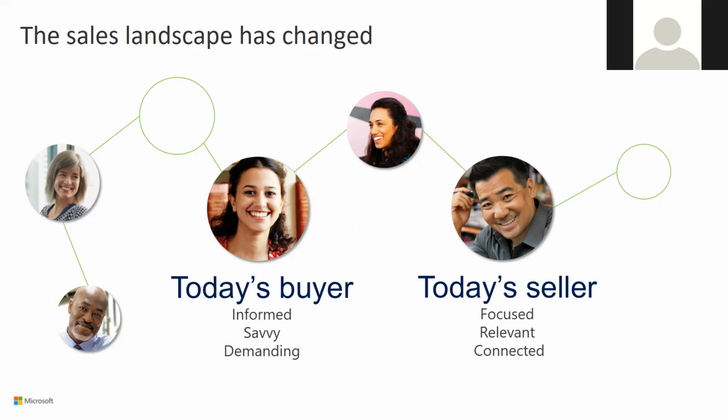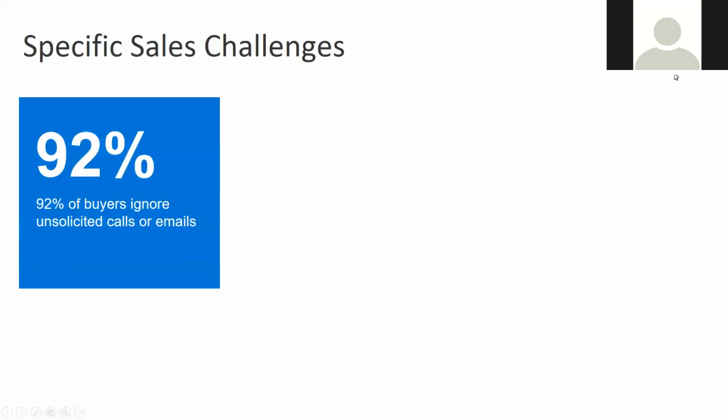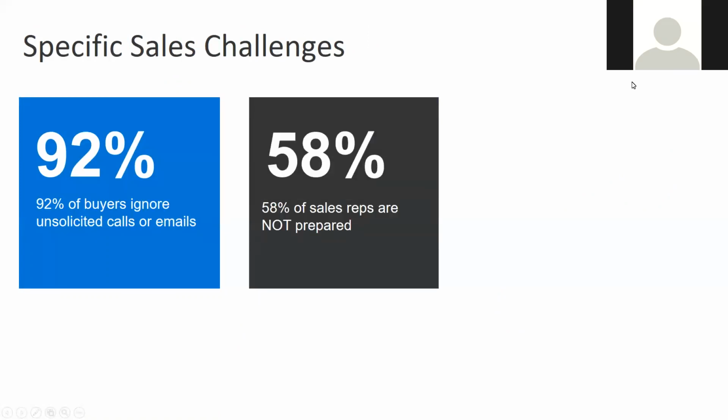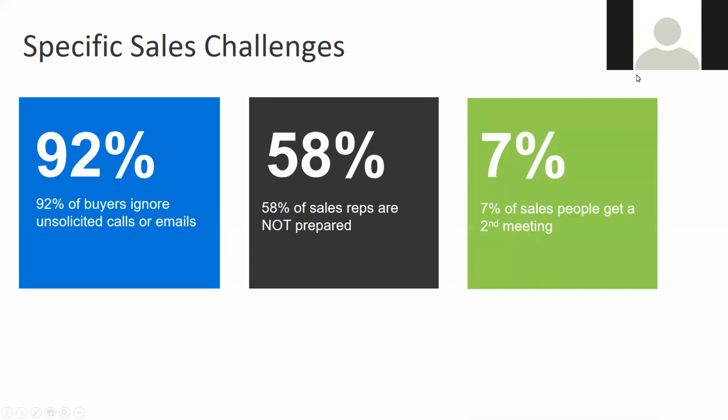So it shows a couple of facts. Research from Forrester shows that 92% of buyers ignore unsolicited calls or emails. And for those sales reps fortunate enough to get a first meeting with the buyer, 58% go into these meetings unprepared, which is why only 7% of salespeople get a second meeting. So again, this is really where InsideView can help out.